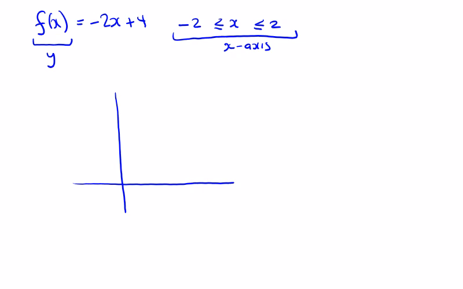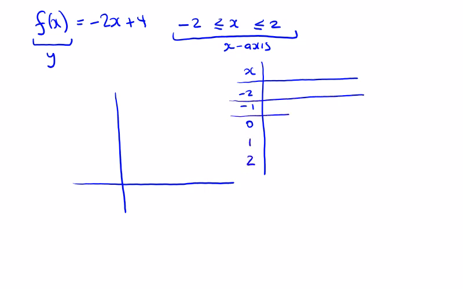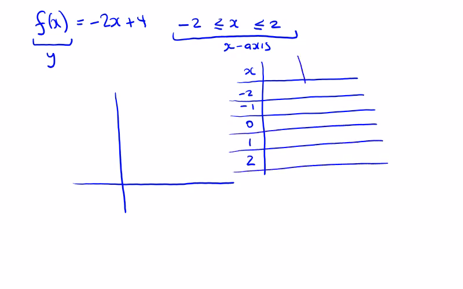So, let's do our table. We have our x values. They're minus 2, minus 1, 0, 1, and 2. So a little bit smaller than the last one. Only 5 values to put in. That's a bit of a squiggly line. So, x, y. What have we got? We have a minus 2x and we have a plus 4.